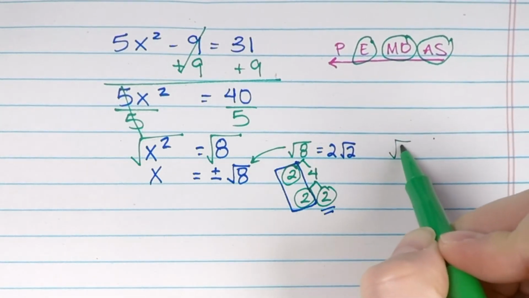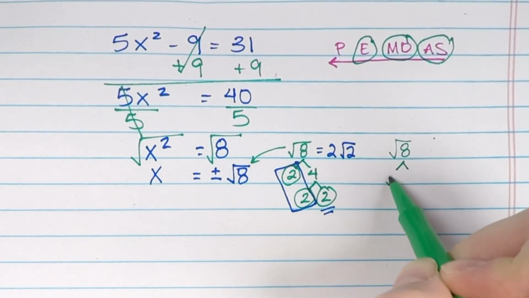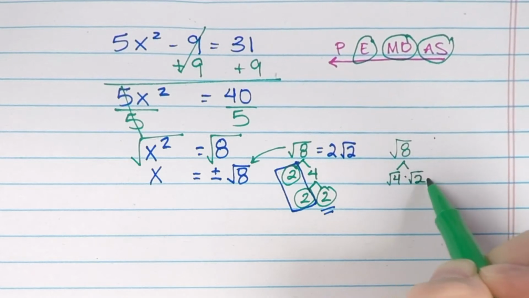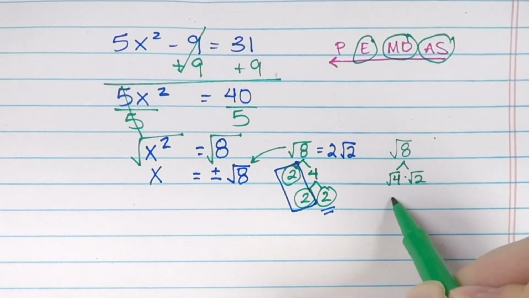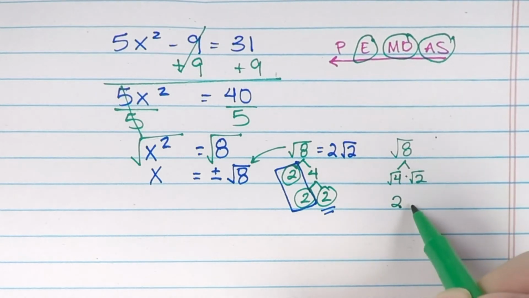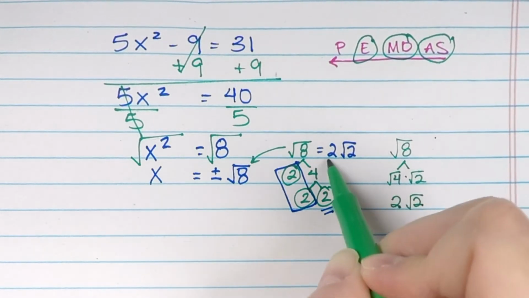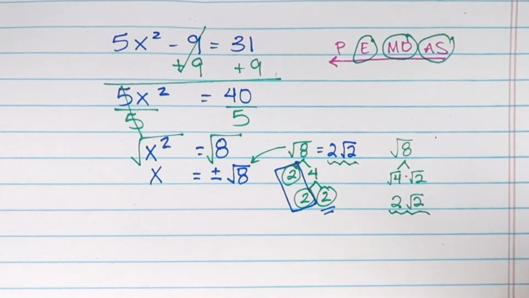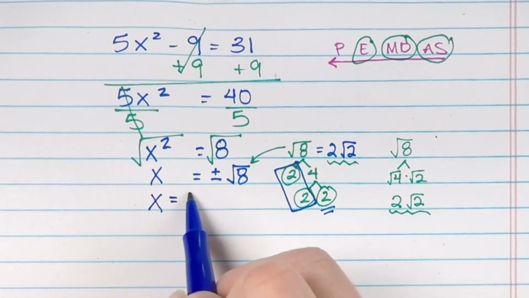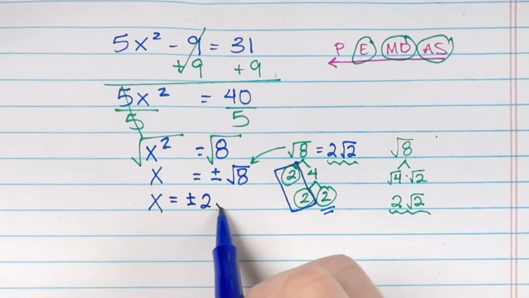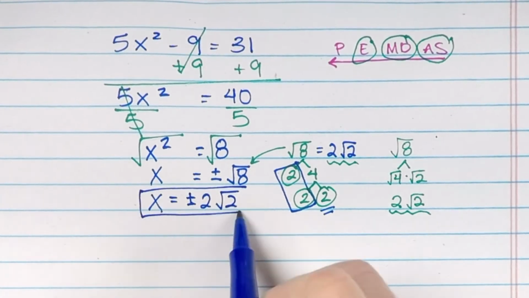Another way to simplify this, I can split this up as square root of 4, so looking for perfect square factors that go into 8. 4 is a perfect square, so I'm using that one because this can simplify to 2, and this can't be reduced at all, so that's going to stay rad 2. So here's 2 different ways to get to this answer, 2 rad 2. So going back to the original equation, my final answer for x is plus or minus 2 square root of 2.